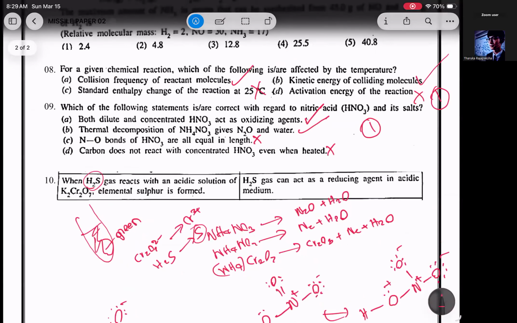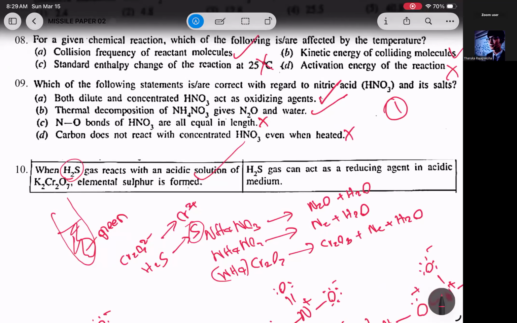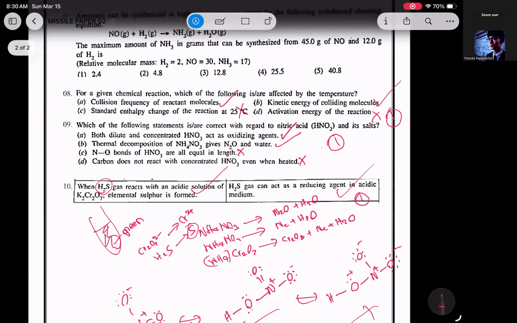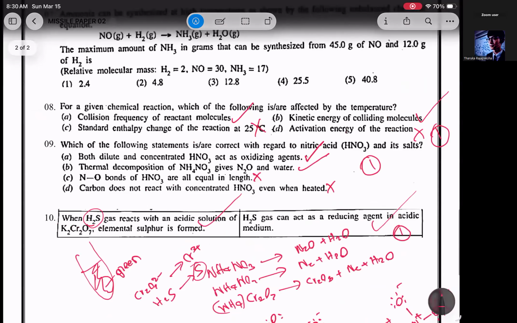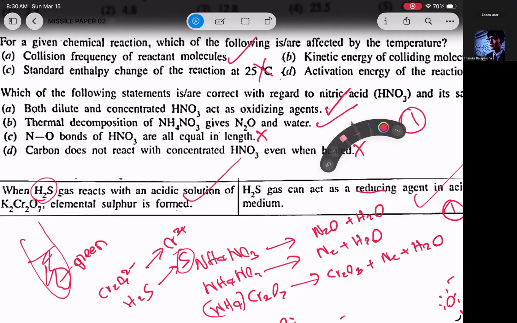So that's correct. H2S gas can act as a reducing agent in acidic medium. Yes. So this explains the first statement or not. Cr2O7 undergoes reduction, so H2S can act as a reducing agent. So I'll go for answer number one there. If they talk about an oxidizing agent, then the answer could be answer number two. So that is that.